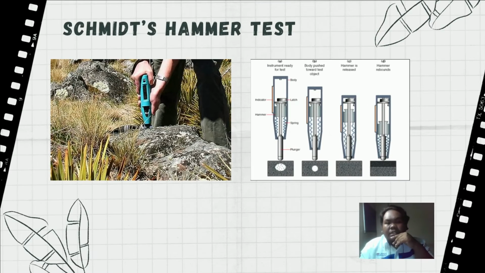Okay, I will proceed with the Schmidt hammer test. The Schmidt hammer test is also known as the Swiss hammer, rebound hammer, or concrete hammer test, which is an apparatus used to assess the elastic properties of concrete or rock, which is surface hardness and penetration resistance.